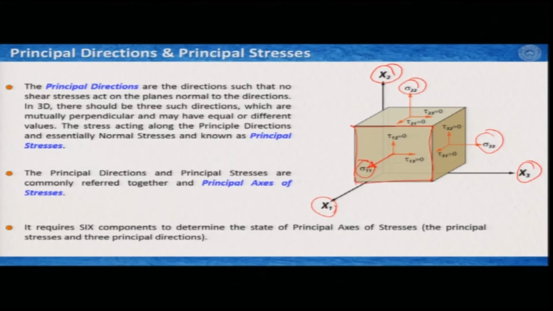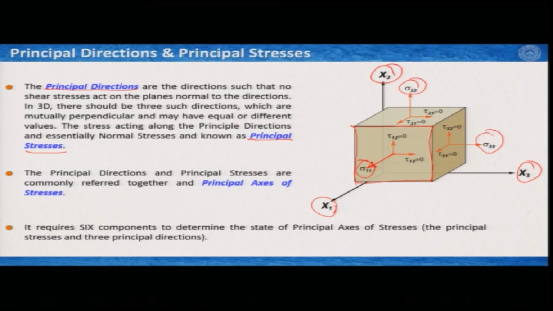In 3 dimensions there should be 3 such directions, as we have seen, which are mutually perpendicular and may have equal or different values. We will learn what the meaning would be if they are equal and what the meaning is if they are different. So the stresses acting along the principal directions, that means their magnitudes along the principal directions, which are essentially the normal stress components, are known as principal stresses. So we learn principal stresses, which are the magnitudes, and principal directions, which are the directions along which the principal stresses do act or do work.